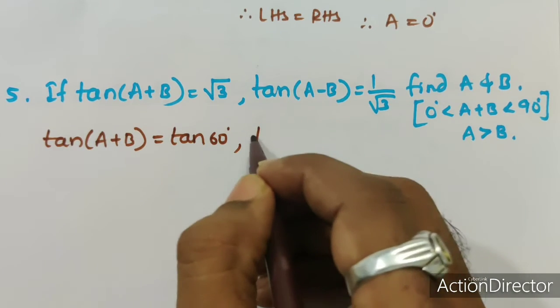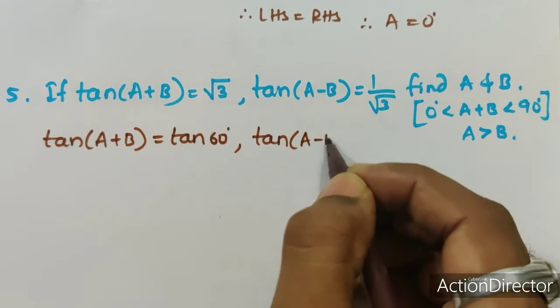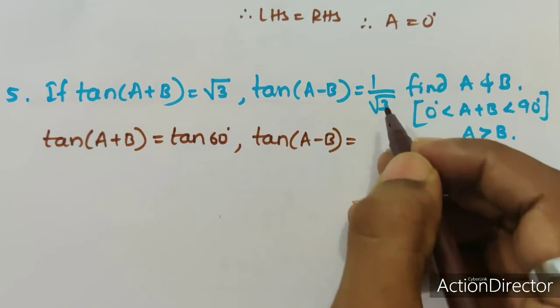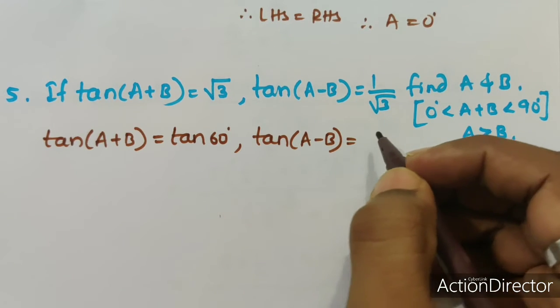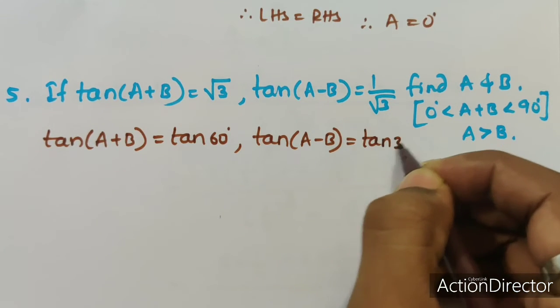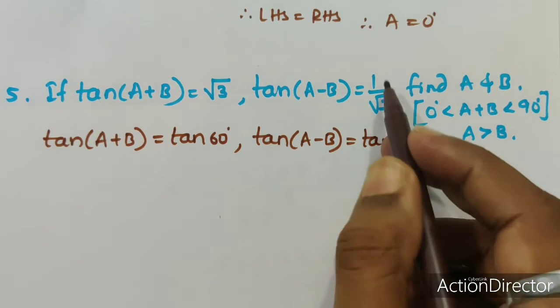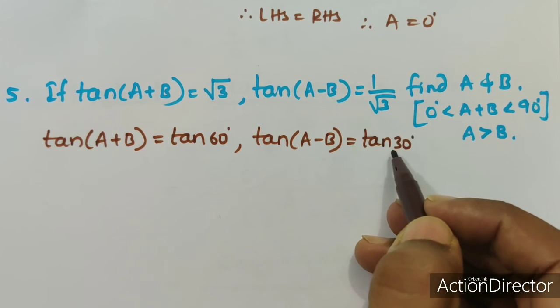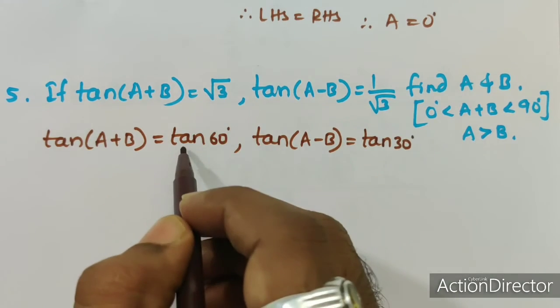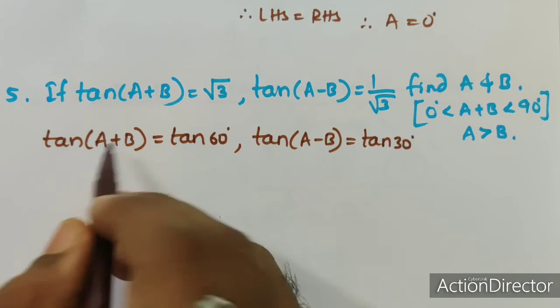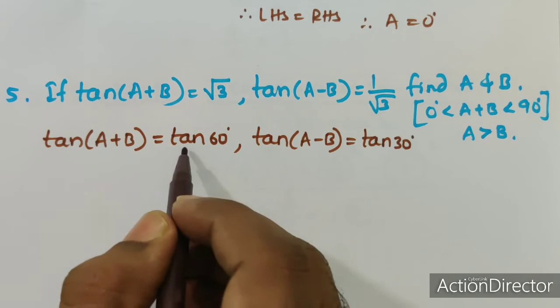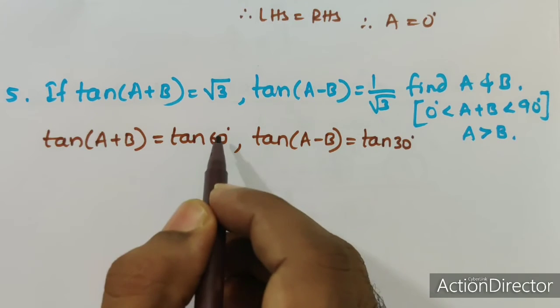In the same way, for this one, tan(A - B), 1 by root 3 is the value of which ratio? It is the value of tan 30. So in place of 1 by root 3, I am writing tan 30, and in place of root 3, I am writing tan 60. What is the use of this? Now you check left and right. Both sides have tan, and these are the angles.